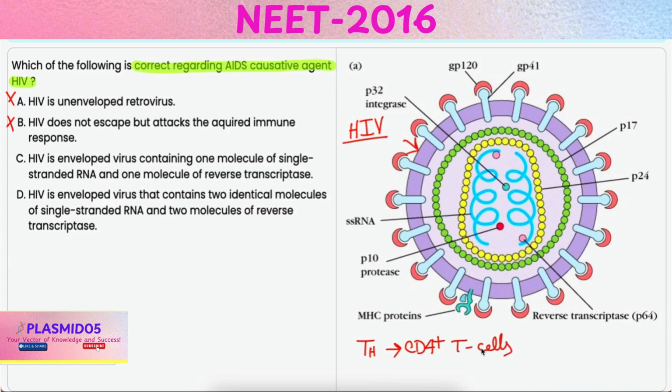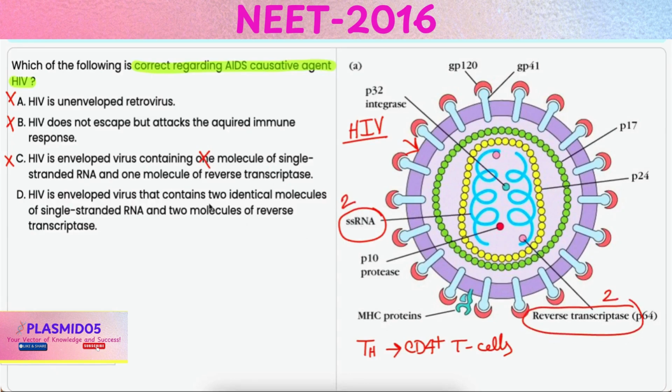Option C, HIV is an enveloped virus containing one molecule of single-stranded RNA and one molecule of reverse transcriptase. It is also incorrect because HIV contains two identical molecules of single-stranded RNA and two molecules of reverse transcriptase.